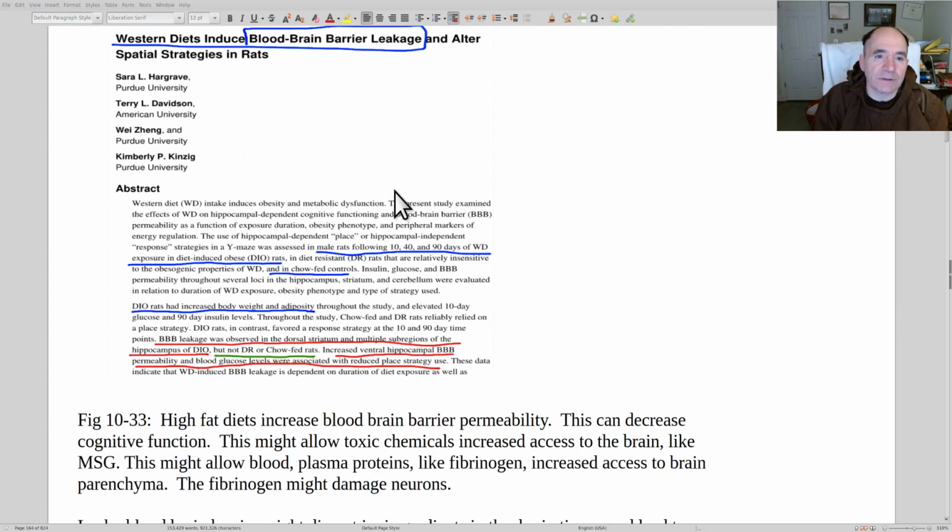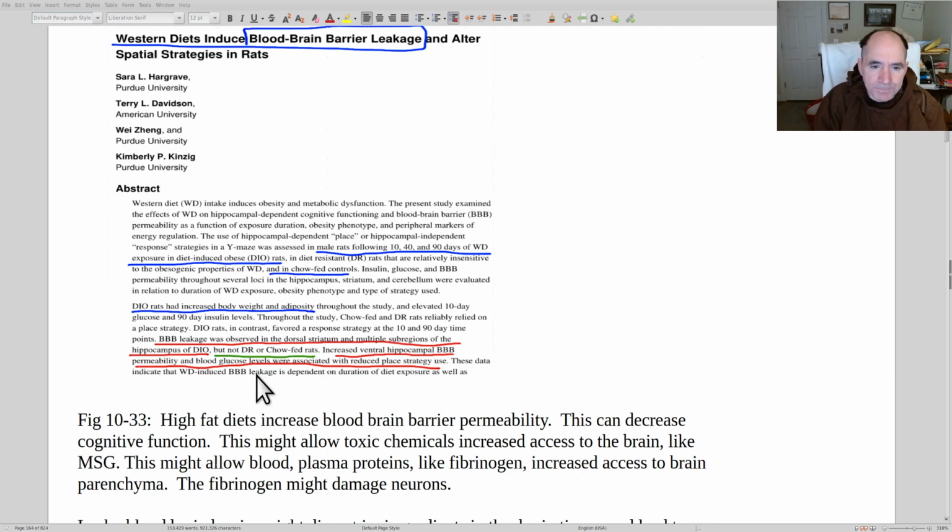Here's another paper along the same lines. Western diets induce blood-brain barrier leakage. So they're going to increase blood-brain barrier permeability. That's bad, because your neurons are protected by the blood-brain barrier, so they have a precise ionic composition in their extracellular matrix. Anything that disrupts the blood-brain barrier, the blood itself is much more variable in its chemical components, and that will start getting into the extracellular matrix of the neurons, and that can cause dysfunction, which will manifest as brain fog, impaired memory, and impaired ability to concentrate.